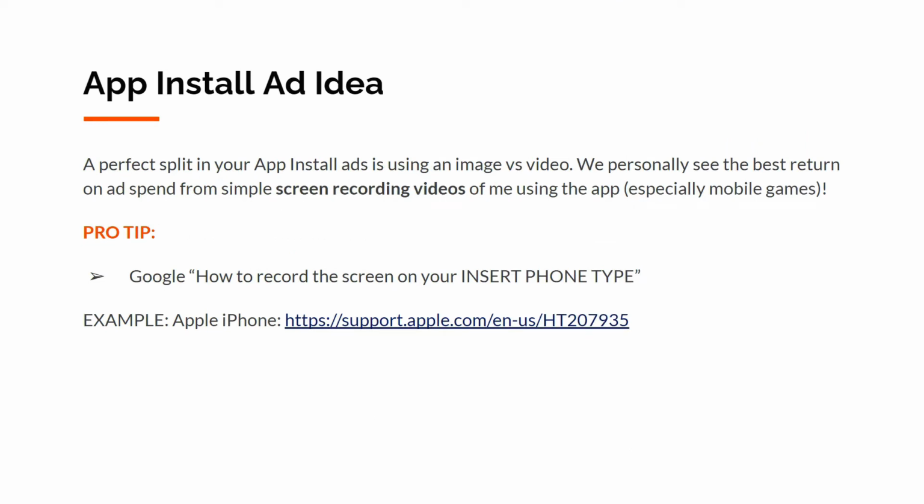Now onto the ad level for this app installs ad. Another area you can split test for app install ads is image versus video. I personally see the best ROMI from simple screen recordings, videos, of me using the app. So just Google how to record the screen on your insert phone type. Here's a direct link to do this for an Apple iPhone. So I will just start by clicking the app and then navigating, playing in the app, showing people what it's like to use this app and why they should use it.